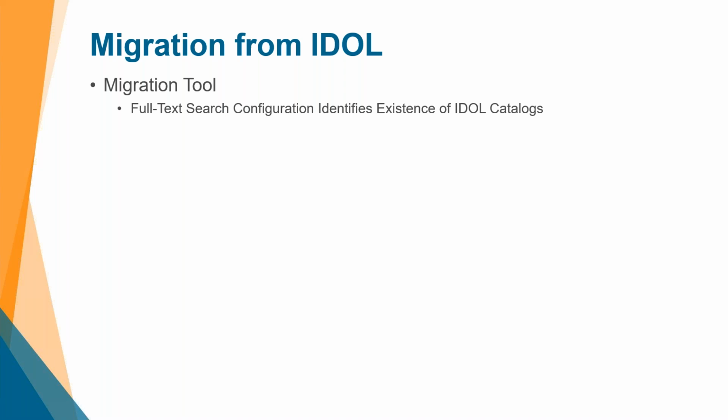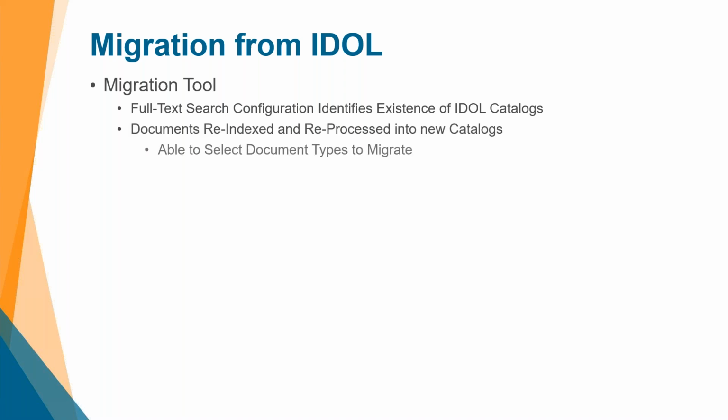So when we fire up OnBase full text search configuration, it's going to recognize that you might have some existing IDOL catalogs and will prompt us through the process of migrating things on over. As I mentioned just a moment ago, everything needs to be re-indexed and reprocessed into the new catalog. You can choose which document types you want to migrate. So if there's some stuff in IDOL that you realize, really this is junk, I don't want to bring it on over, we can exclude it. We don't really need to worry about it. You can even migrate the IDOL thesaurus over to the full text search server.